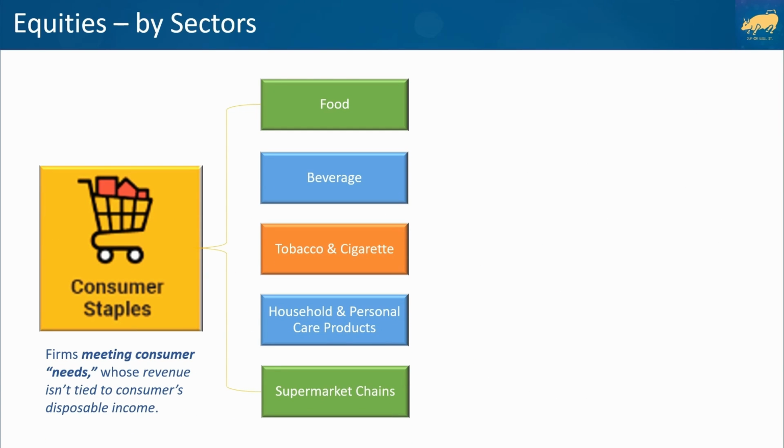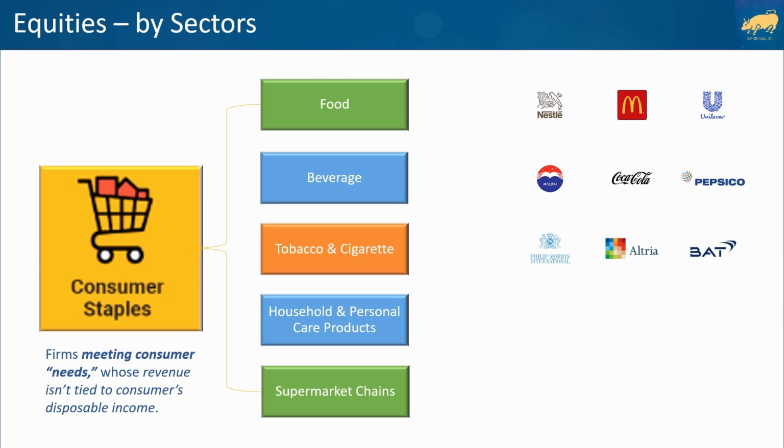Consumer staples sector includes businesses meeting consumer needs whose revenue is not tied to the consumer's disposable income. The sector covers industries like food, beverage, tobacco and cigarette, household and personal care products, and supermarket chains. Looking into these industries globally, we see that the largest food companies are Nestle, McDonald's, and Unilever. In the beverage industry, Kweichow Moutai, Coca-Cola, and PepsiCo are the biggest businesses.